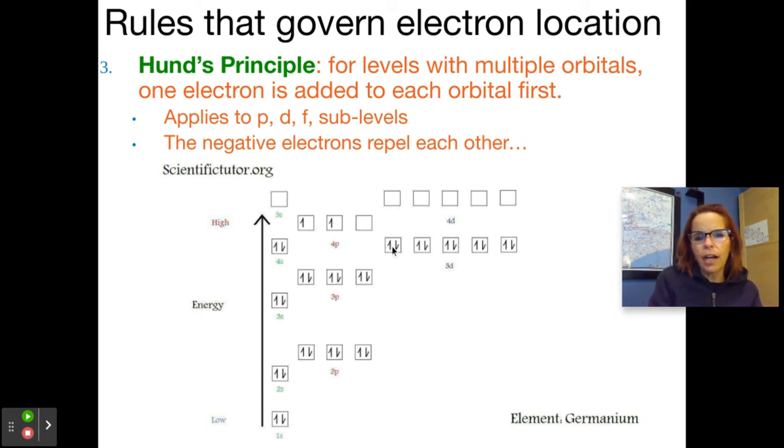If you take a look here on the 3d, the way it would have been filled, it would have gone up, up, up, up, up, and then down, down, down, down, down. And notice for the 4p level, instead of putting 2 of them together, an up and a down, they put 2 ups. The next one would have gone here, and then if there were another one, the next one would go down, then down, then down.